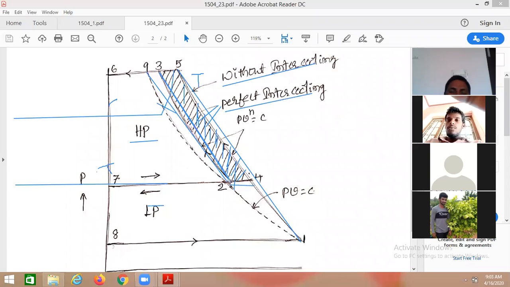So the practical compression to be followed is along the polytropic process. This line also represents the polytropic line, and this line also represents the polytropic line. But this line represents when single stage compression takes place, and this line represents when multi-stage compression takes place. So that is why, when shifted from single stage to multi-stage, there is a saving of work by this much quantity.